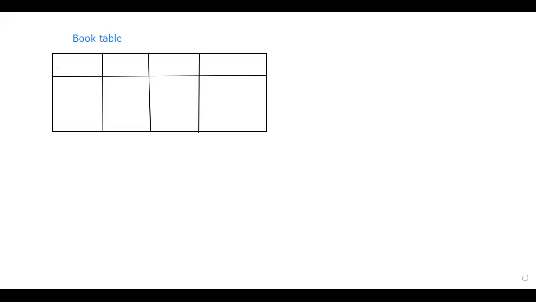Let me have the book ID here, and the name here, author one, author two. One book has been written by two authors. Let me give the values. I hope you also take a piece of paper and try this.